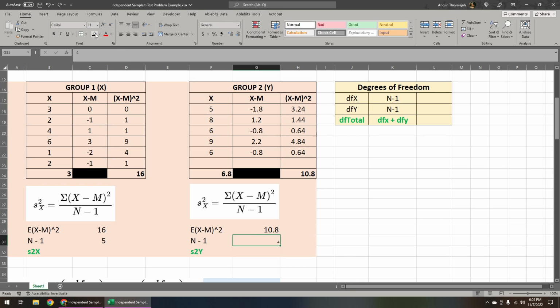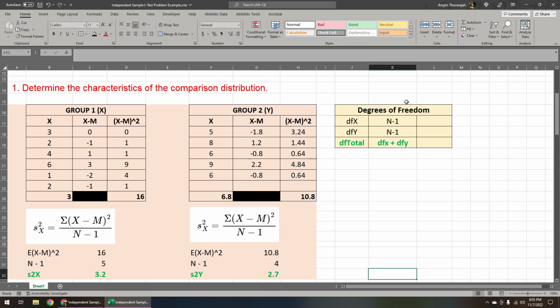Now all you're going to do is divide the sum of squares by n minus 1. So equals sum of squares divided by n minus 1. So now for S²x and S²y, the variance of x and the variance of y, you should have 3.2 and 2.7.